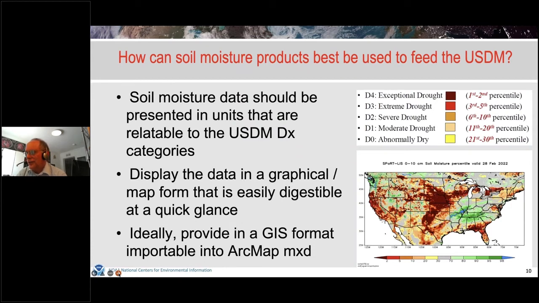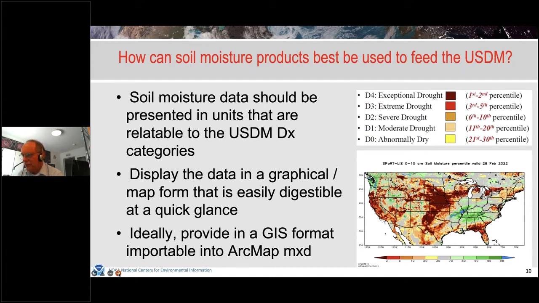So how can soil moisture products best be used to feed the US Drought Monitor? 3 things I have here in the bullets. Soil moisture data should be presented in units that are related to the USDM Dx categories. That is crucial for a US Drought Monitor author. The second is display the data in a graphical or map form that is easily digestible at a quick glance. Remember, we have 3 days to look at this. We have hundreds of maps and products that we're looking at. We can't spend a lot of time on any individual one.